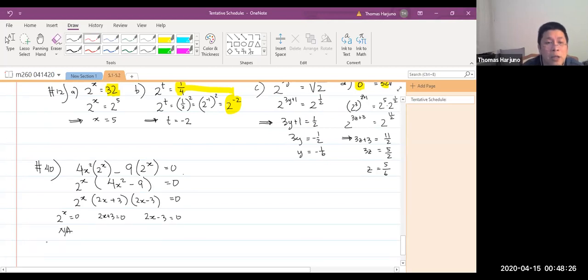Why? Because 2 to the x is always greater than 0, it can never equal 0. Maybe think about the range of 2 to the x. It's from 0 to infinity, right? Never equals 0. Now for this, I get x equals negative 3/2, x equals 3/2. So for this equation, we have only two solutions, this guy here and this guy here.